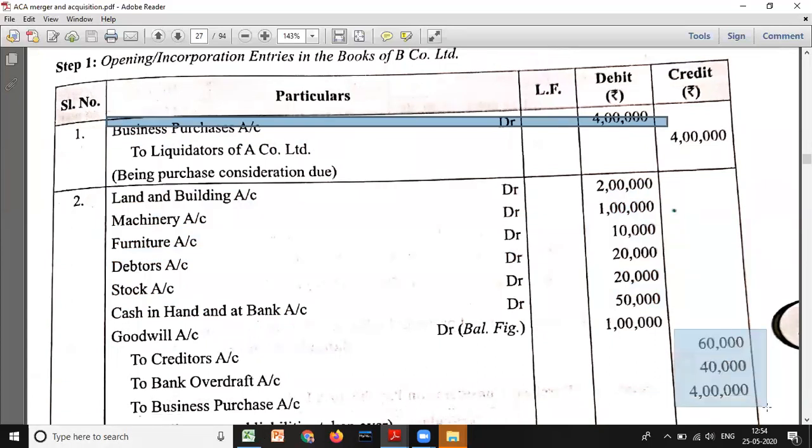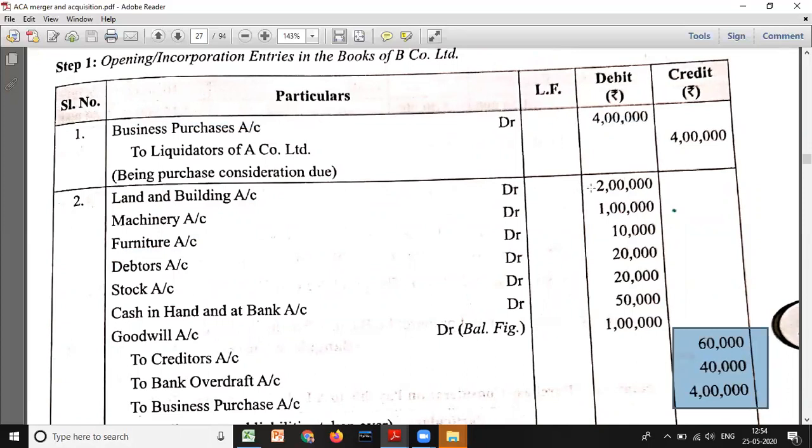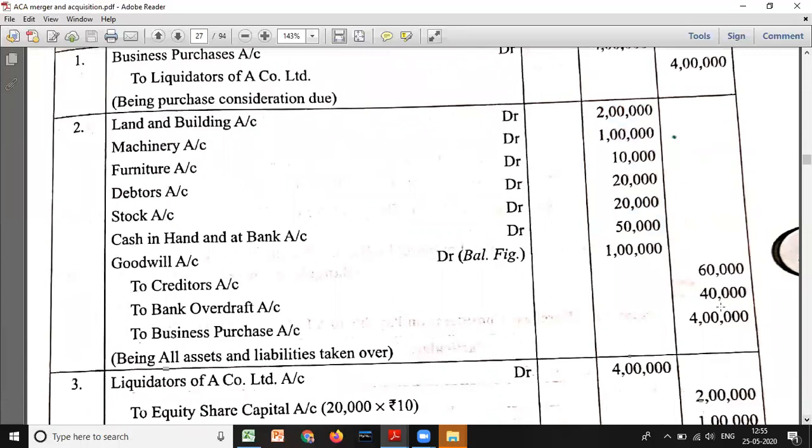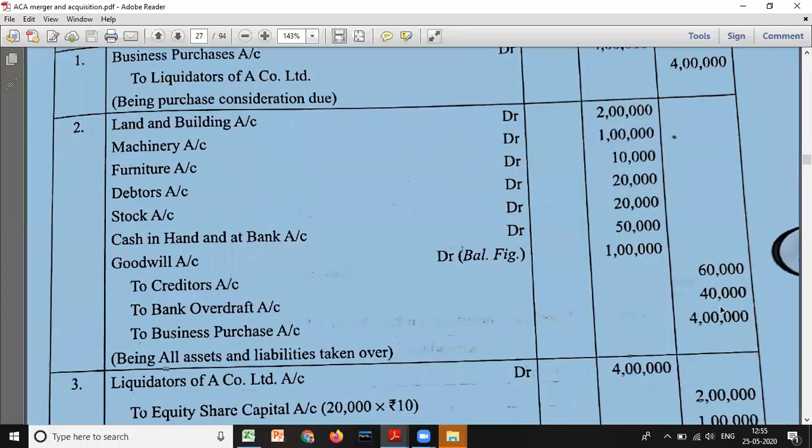Now if you total, it will be how much? 5 lakh. Whereas here, except goodwill, it will come at balance sheet figure. If you total, we will get 4 lakh. 5 lakh minus 4 lakh. Here the liabilities are more than the assets. When liabilities are more than the assets, it will be called goodwill. Suppose if assets are more than the liabilities, then it will be called capital reserve, which will come under the credit column. Okay, please remember. I'll repeat again. When liabilities are more than the assets, it will be called goodwill. When assets are more than the liabilities, then it will be called capital reserve.